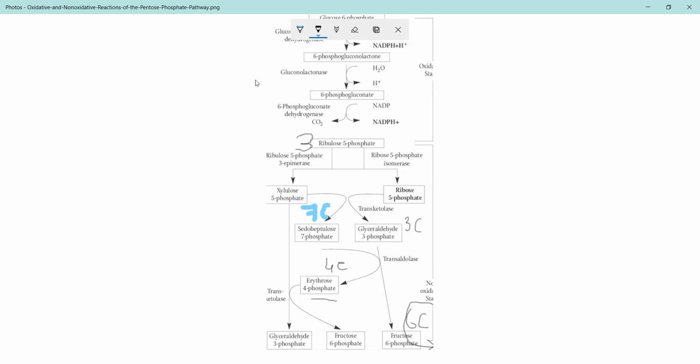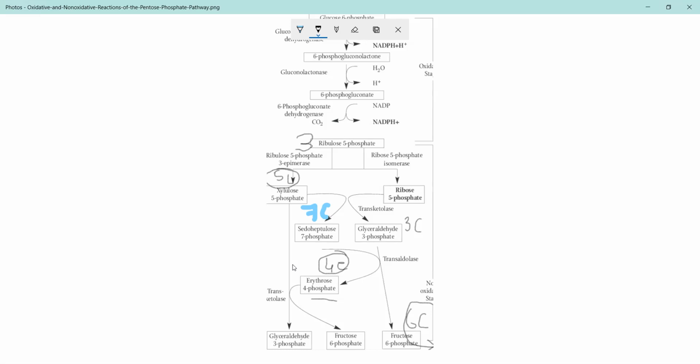What happens now is this 5 carbon molecule and this 4 carbon molecule will add together. So what do I have now? 5 plus 4 will be 9 carbons, right? 9 carbons in the presence of transketolase will transfer in such a way that I get 3 and 6. I can split that 9 into 3 and 6. So I will get another molecule of fructose 6-phosphate and a molecule of glyceraldehyde 3-phosphate.